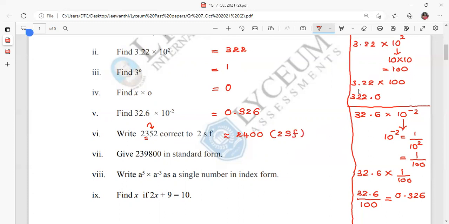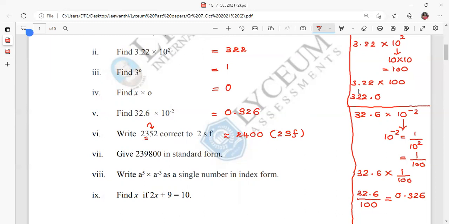Why is that? You are telling the person who will be marking your paper that 2,352 is not equal to 2,400, but it is approximately equal to 2,400 when I correct it to the second significant figure. Right? That's the meaning of this presentation. Otherwise, 2,352 is not equal to 2,400. No. But what I am showing here is that 2,352 is approximately equal to 2,400 when I correct it to the second significant figure.